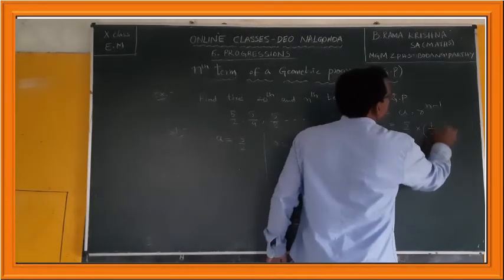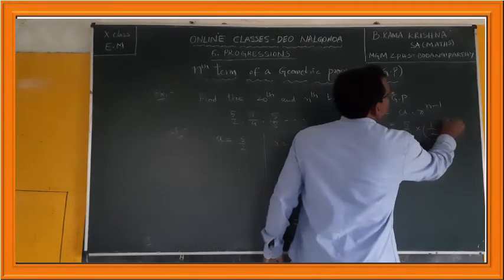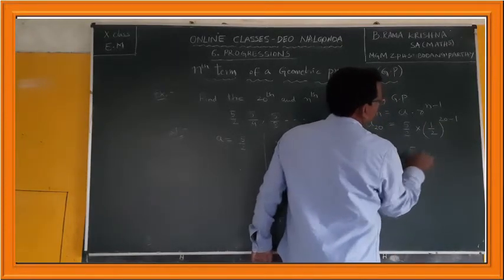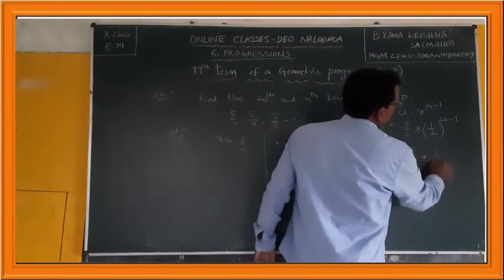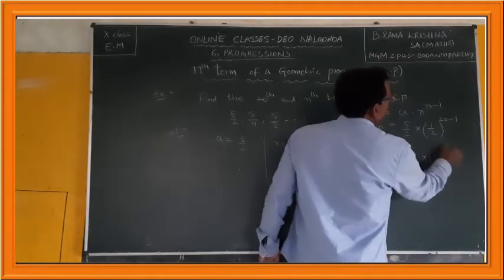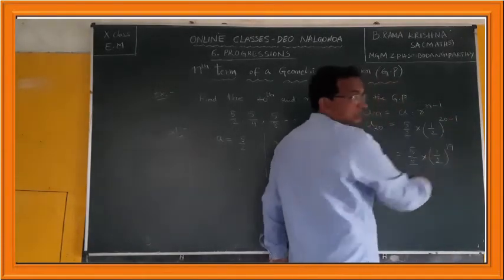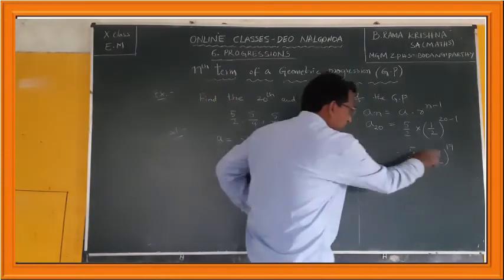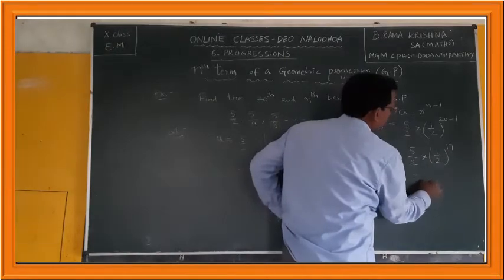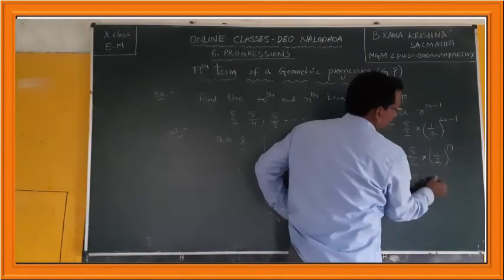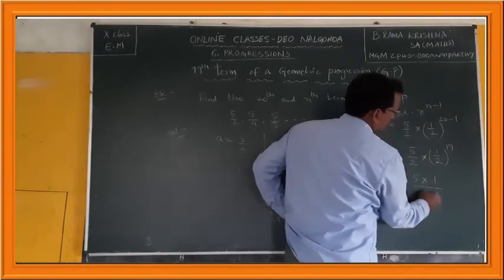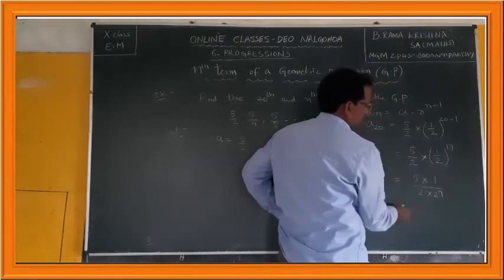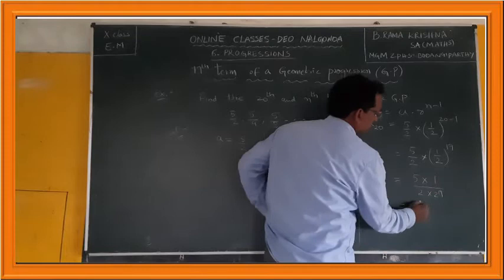1 by 2 to the power of 20 minus 1, which is equal to 5 by 2 into (1 by 2) whole to the power of 20 minus 1, that is 19. Now, if you remove these brackets, how much do you get? 5 into 1 to the power of 19 is 1, by 2 into 2 to the power of 19. Okay, now simplifying this, how much do you get?